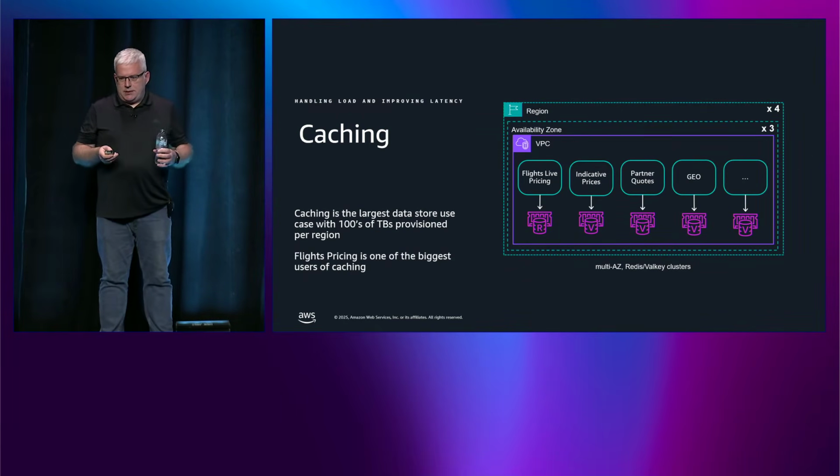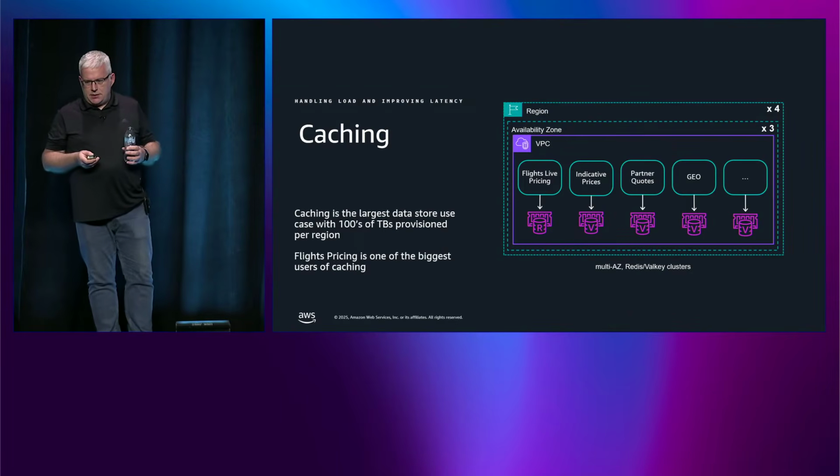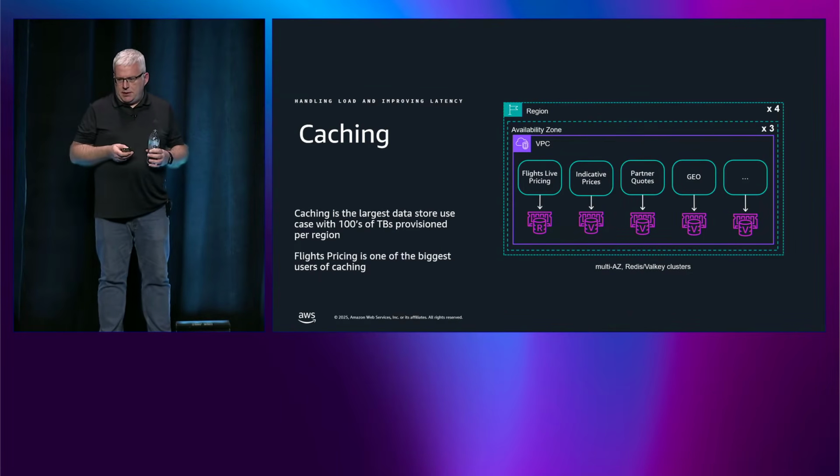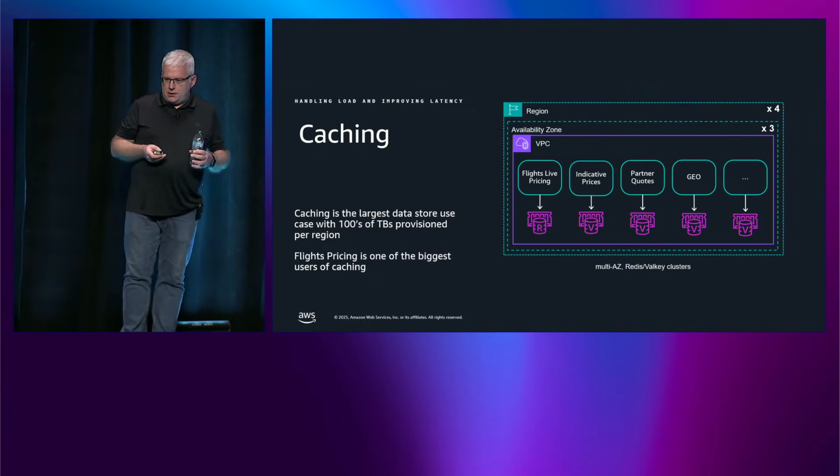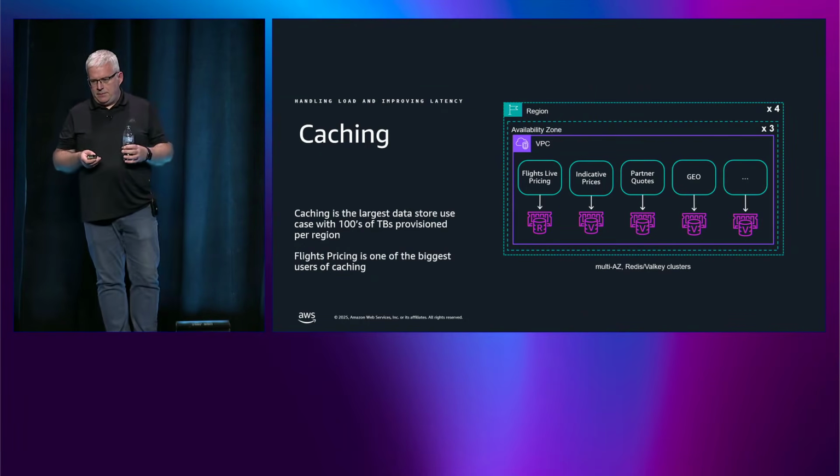So caching is our biggest data store use case in Skyscanner. We have hundreds of terabytes in use per region. Flights live pricing is one of the biggest users there. We run multi-AZ Redis Valkey clusters. We're in the process of migrating to Valkey.